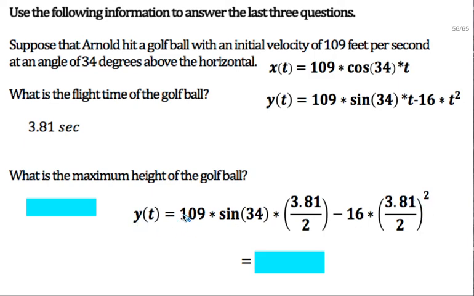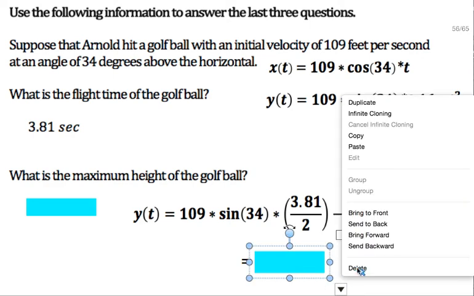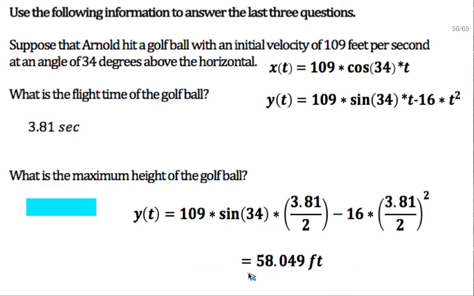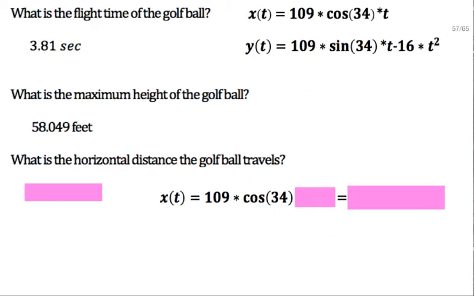All right, so you just set it up like that, plug everything into the calculator, you push enter, the calculator tells you that the golf ball is approximately 58.049 feet in the air, and so your maximum height of the golf ball is 58.049 feet, okay? The last question for this review. Okay, so we found the flight time of the golf ball, we found the maximum height.